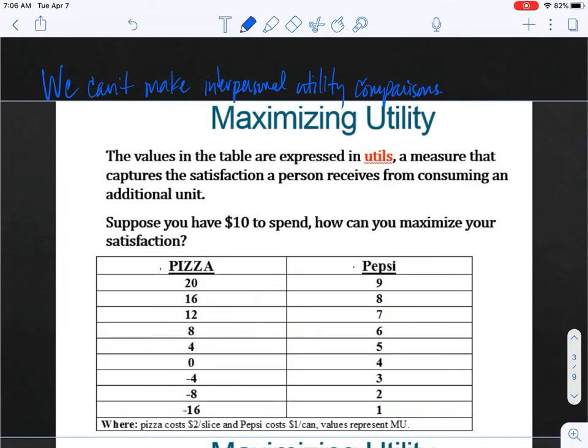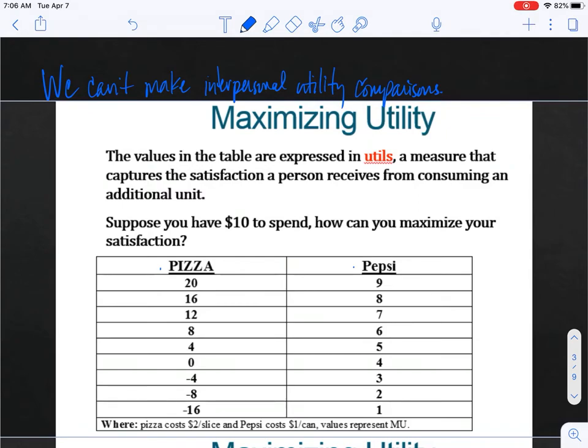Or over here, right? And the fourth slice gives me 8, and the fifth slice gives me 4, and the sixth slice, I'm indifferent, right? I get 0 units of utility. And if I eat slice number 7, I'm actually made worse off by 4 units of utility. So in economics, sometimes we call those utils. It's a little goofy, but it's just some unit of happiness or satisfaction.